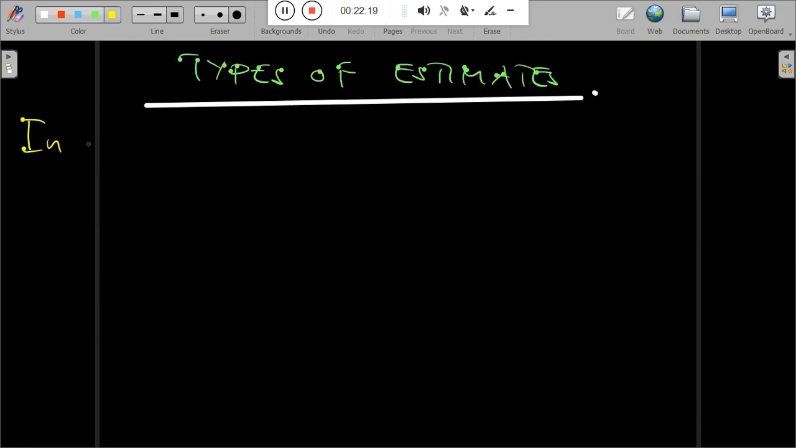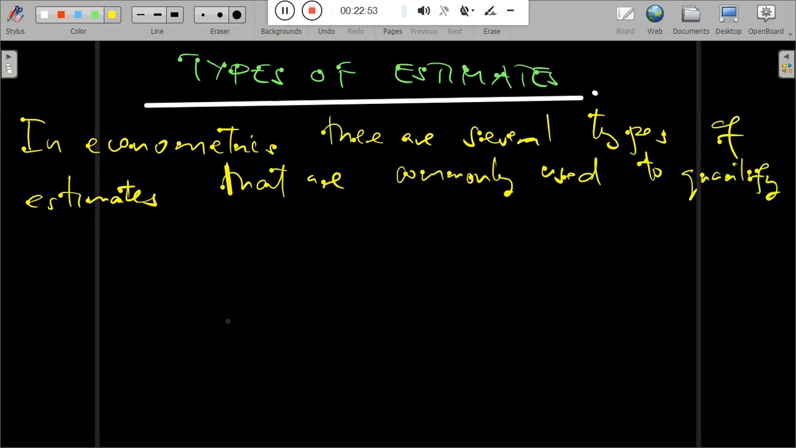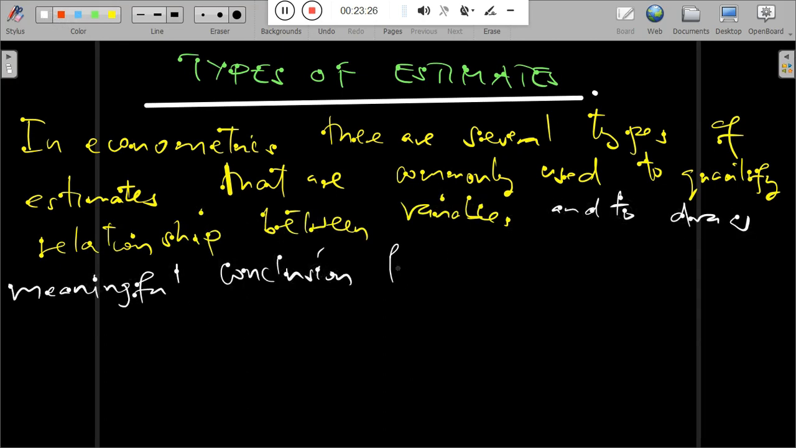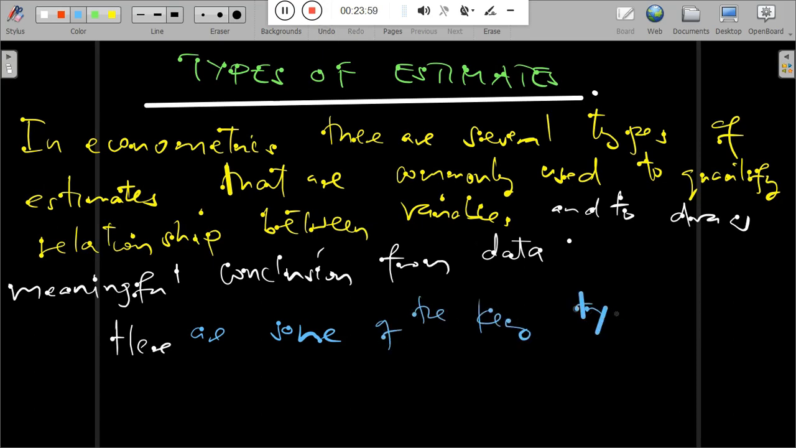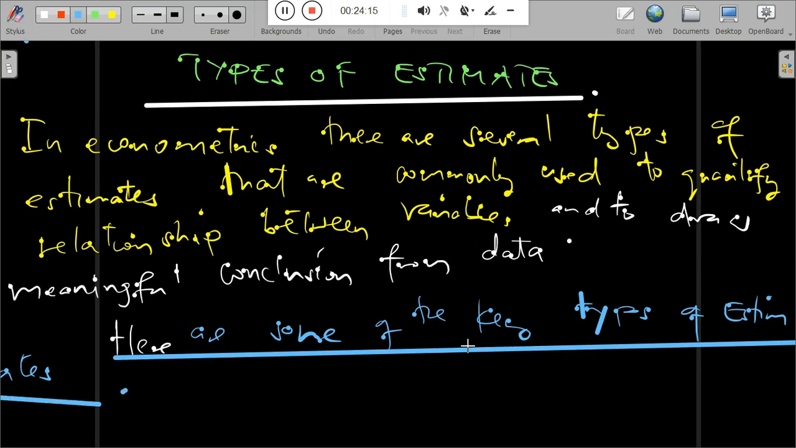It will be better now that we talk about the types of estimates in econometrics. After understanding the key concepts involved in estimation, let us talk about the types of estimates. You need to understand that in econometrics there are several types of estimates commonly used to quantify the relationship between variables and to draw meaningful conclusions from the data. Some of the key types include the point estimates.